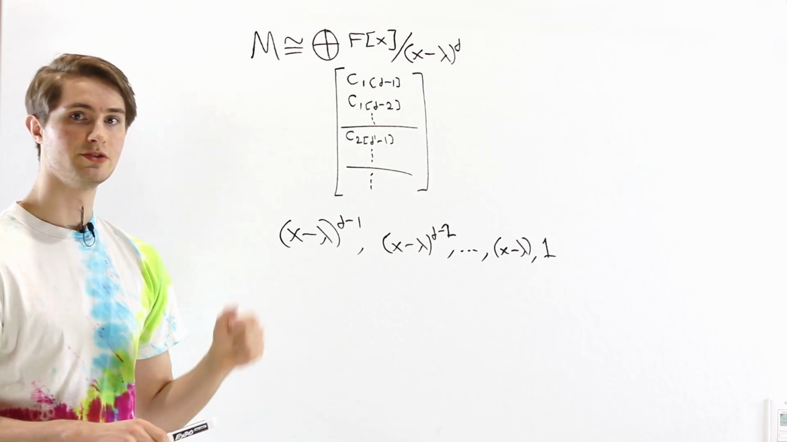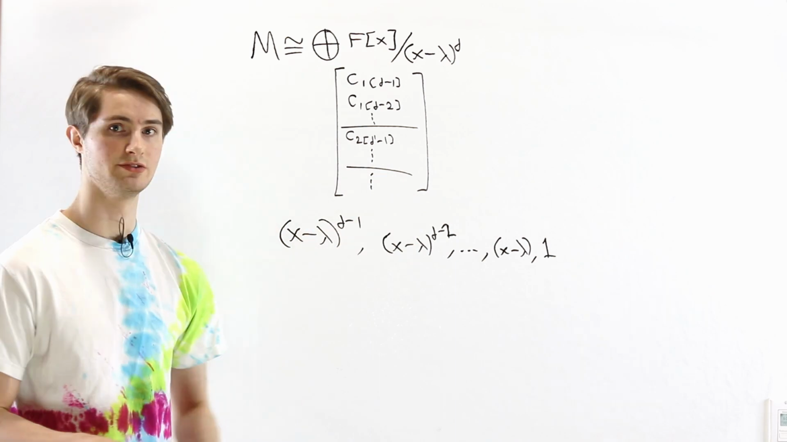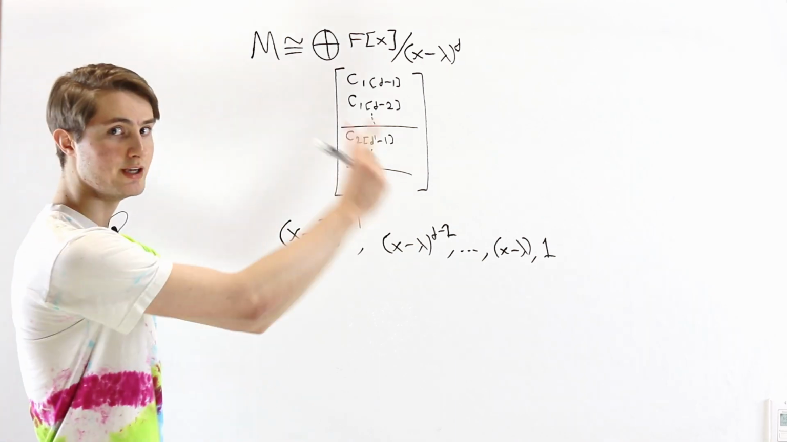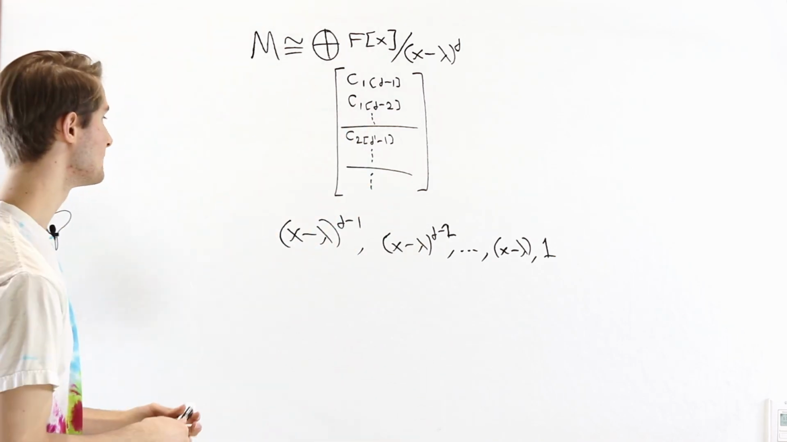Now all we need to do is figure out how we multiply by x for each of these basis vectors. And just like with the rational canonical form, we're first going to do it in the module, and then we'll translate that to what it looks like with the vectors.